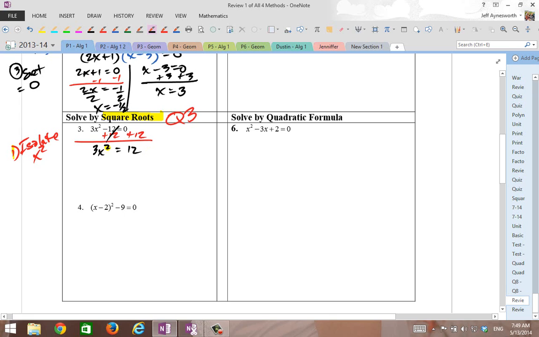And then you still got to isolate the x squared. It's being multiplied by 3. The inverse of multiplication is what now? Division. So we're going to divide both sides by 3. Boom. Just go for it. Be bold. All right. 3 divided by 3 is 1 on the left. And you get x squared equals 4. Okay. X squared, 12 divided by 3 is 4. So after you isolate the x squared, everybody write down square root both sides.